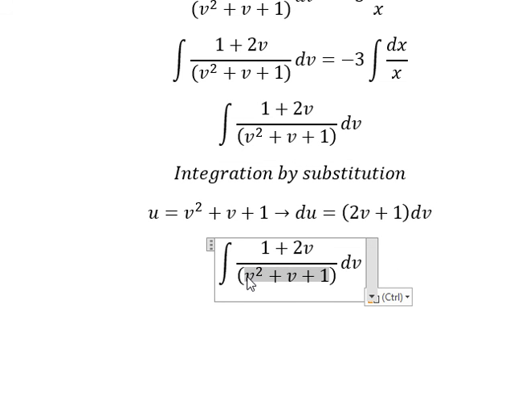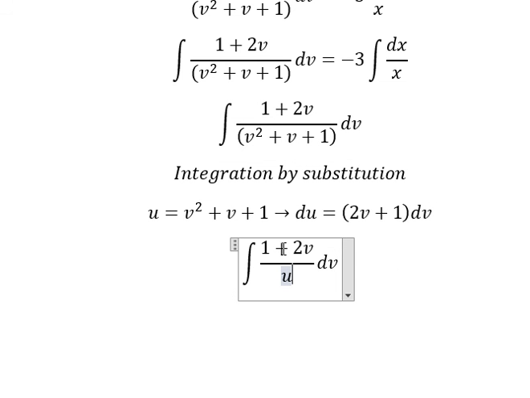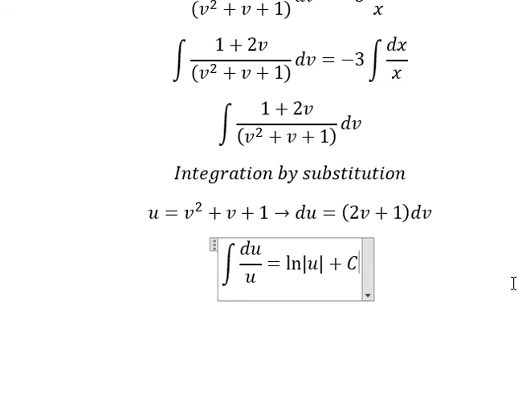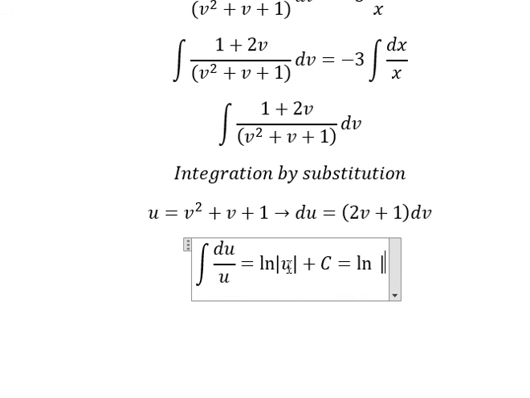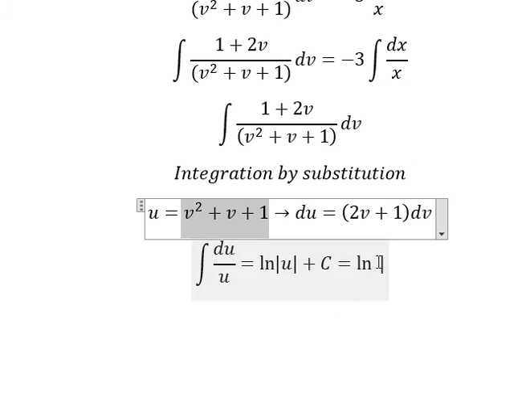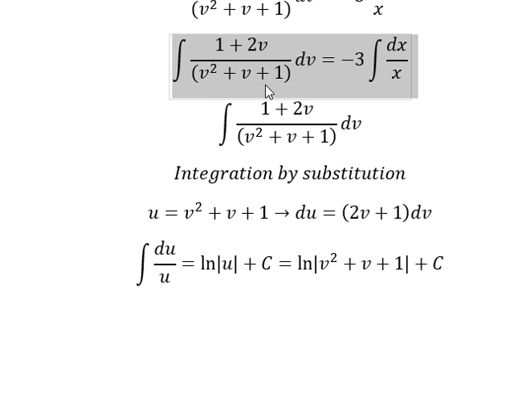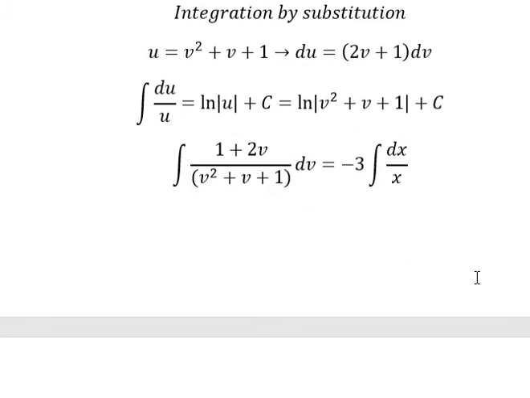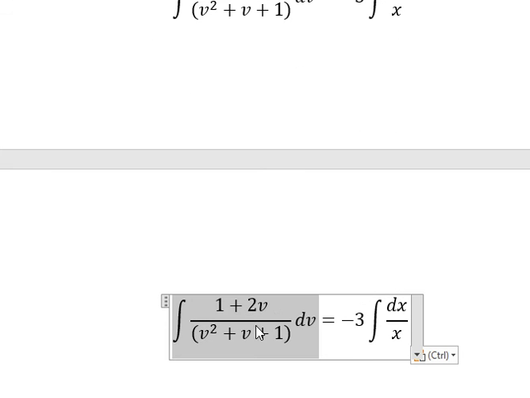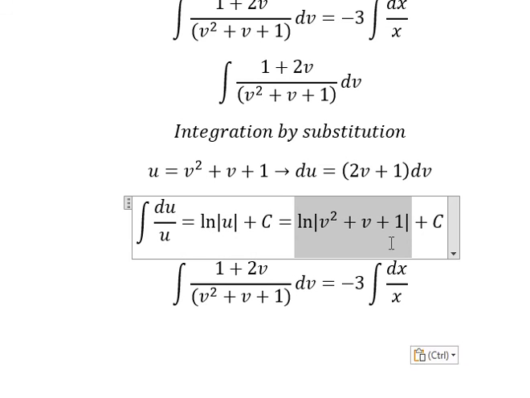So this one we change by u. 1 plus 2v dv we change by du. The integration of this one, we have ln of the absolute value of u, and I will put c. About u, that is this one. Now I will go back in here. The integration of this one, that is this one.